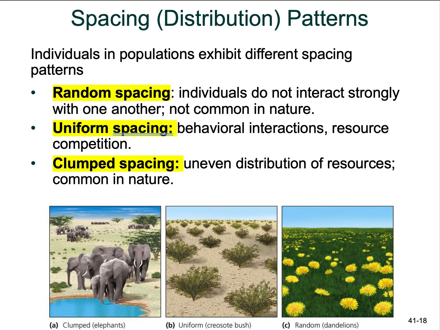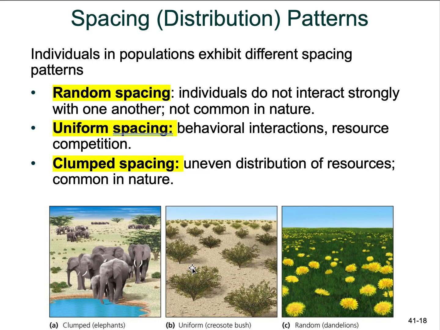For species distribution patterns, it is random, uniform, or clumped, and I inserted this picture for y'all to get a sense of it. Clumped spacing, a good example is how these elephants are in clusters or clumps. Another good example is herds, like this herd of elephants, a herd of antelope. So herds are a really good example of clumped.